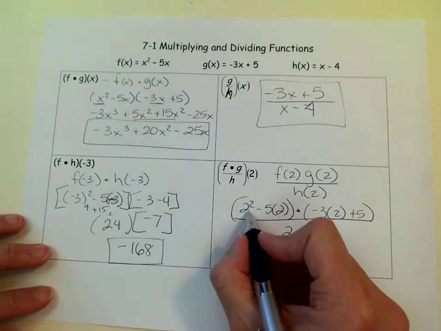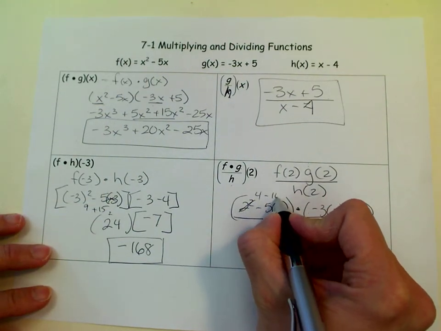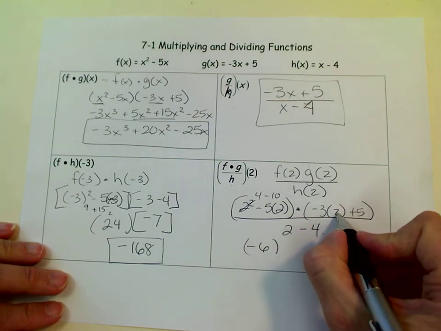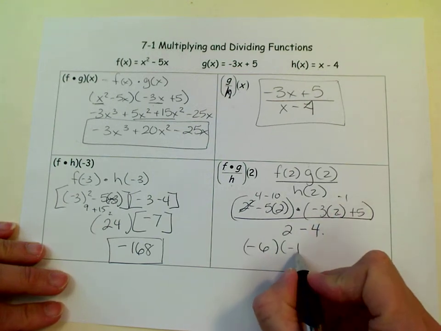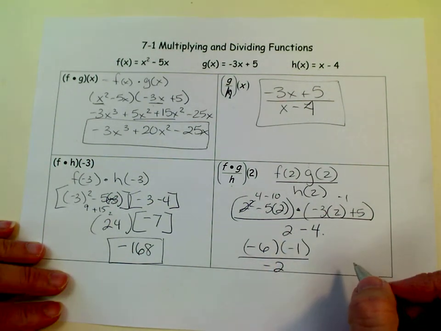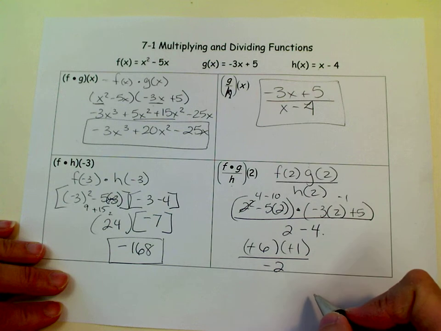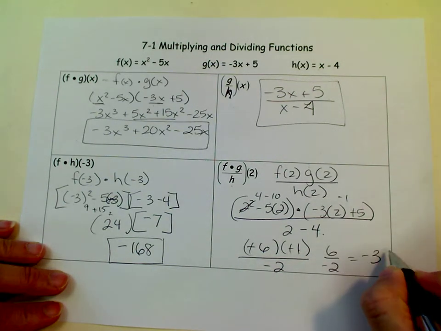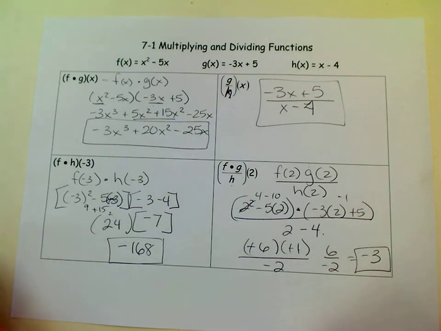Well, here I get a 4 minus 10, which is negative 6. Here I get a negative 6 plus 5, which is negative 1. And in the denominator, I get a negative 2 when I subtract 4 from 2. So 2 negatives make a positive. 6 times 1 is 6, divided by negative 2. So I end up with a negative 3.